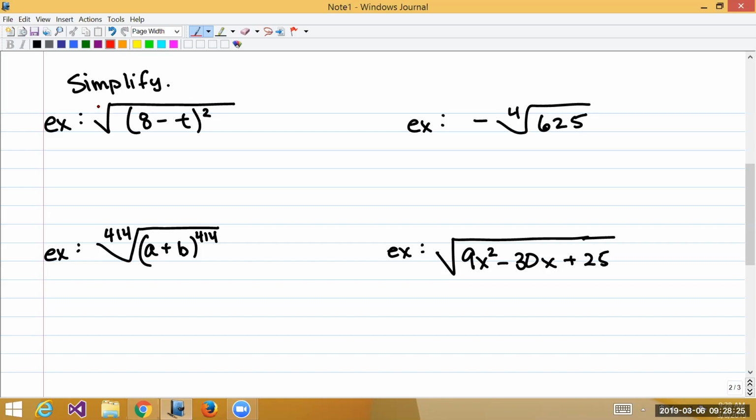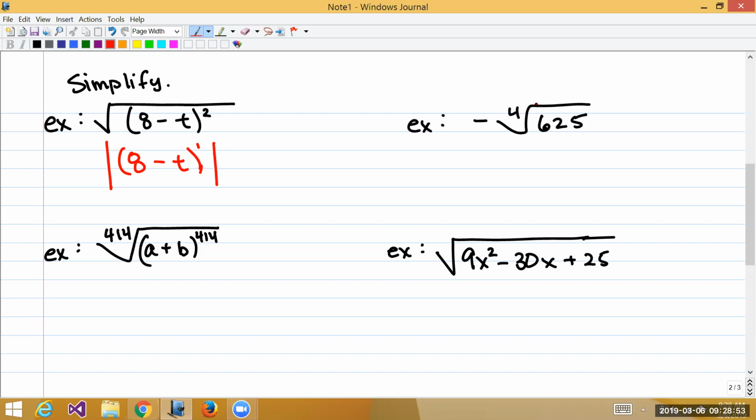So here we want the square root of 8 minus t squared. So we have two factors of 8 minus t. We're looking for a pair, so that would simply be 8 minus t. Now notice this was a square root, and we ended up with this expression, which really is simply a power of 1. Therefore, this t could very well make this a negative. So that's why we will go ahead and add absolute value bars.